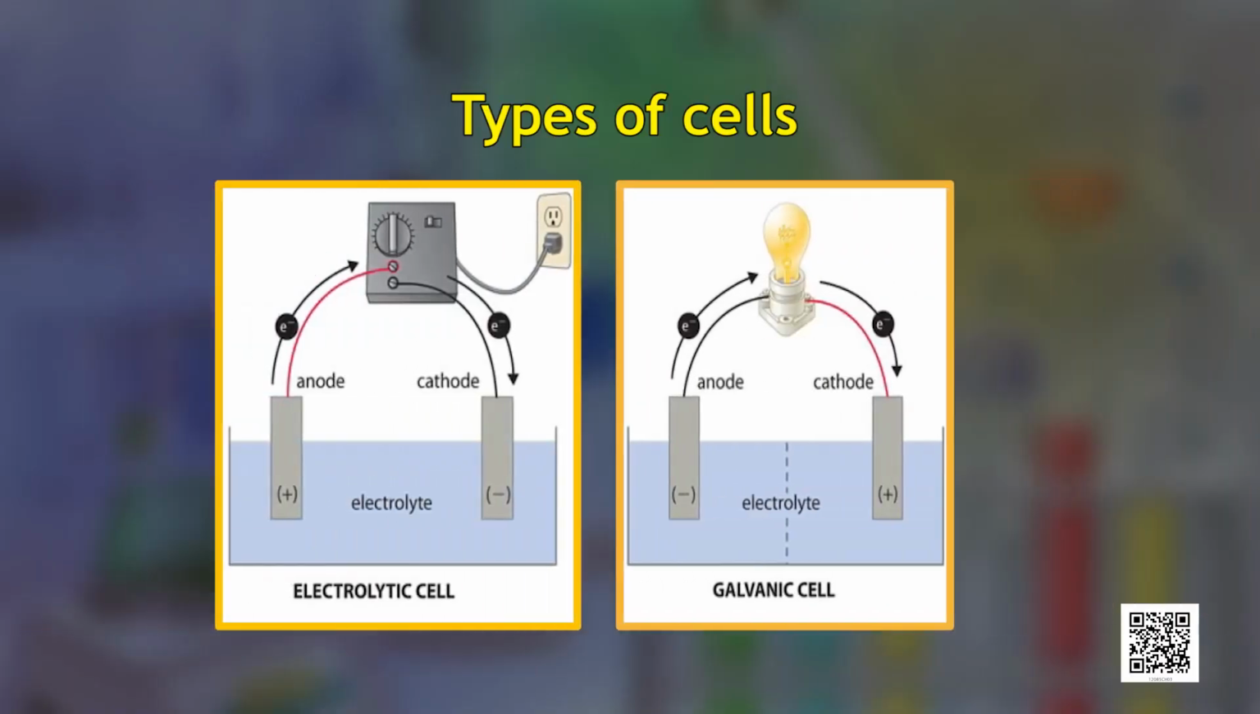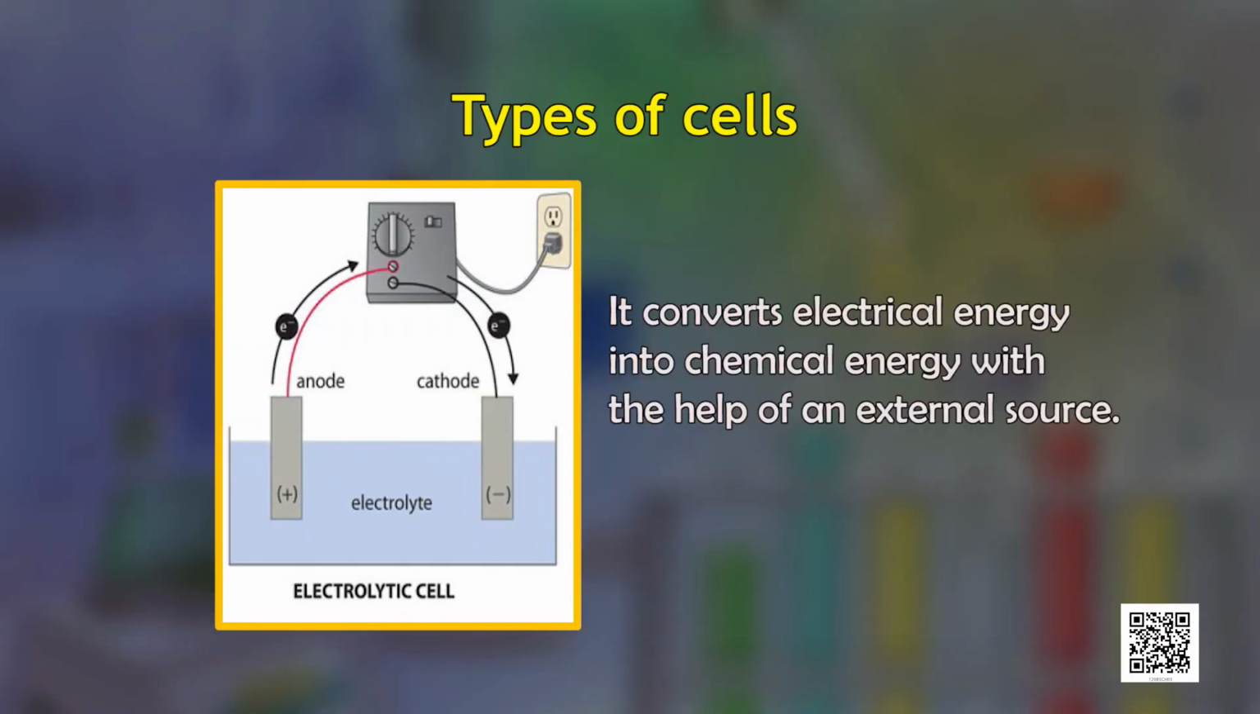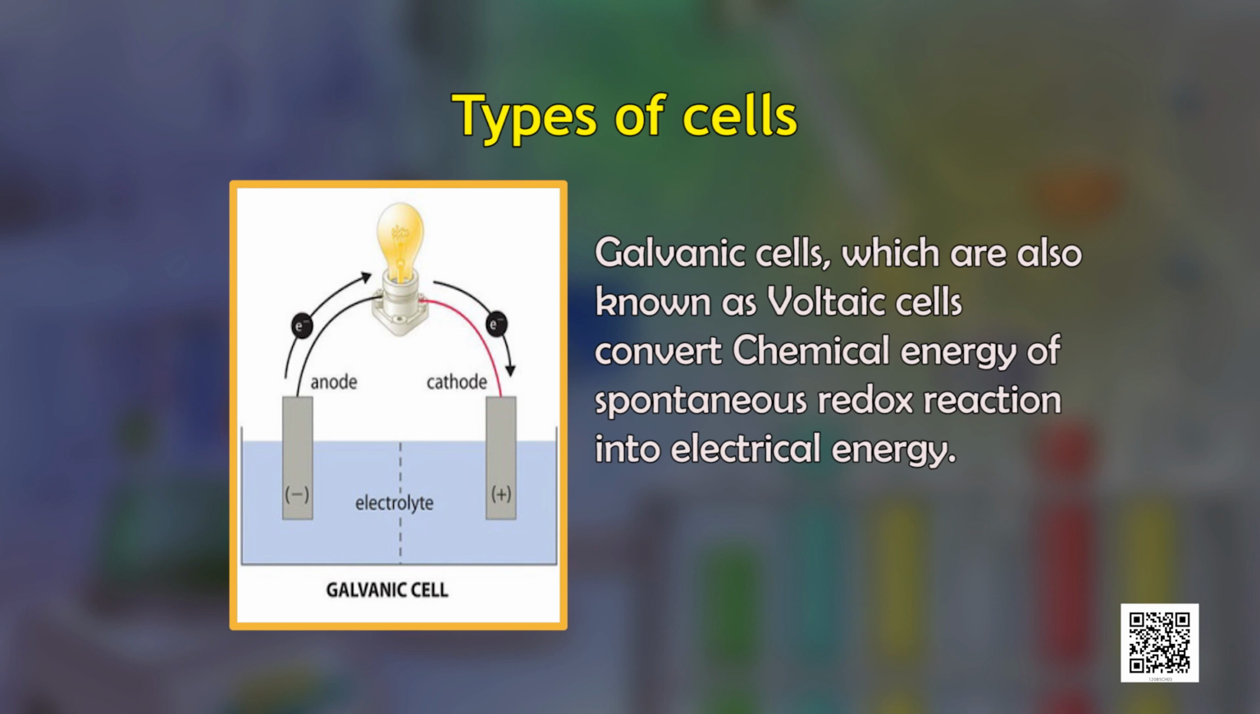Electrochemistry is the branch of chemistry that deals with the relation between electrical and chemical transformations. There are two types of electrochemical cells used to make these transformations: electrolytic cells and galvanic cells. Electrolytic cells convert electrical energy into chemical energy with the help of an external source. Galvanic cells, also known as voltaic cells, convert the chemical energy of a spontaneous redox reaction into electrical energy.